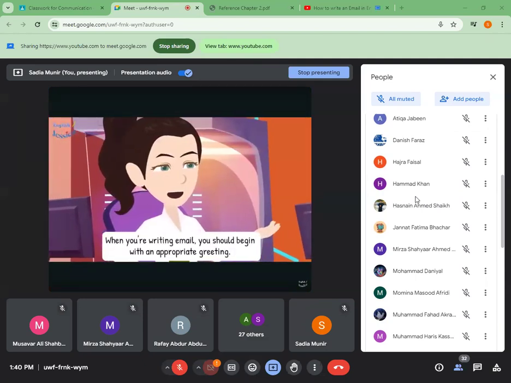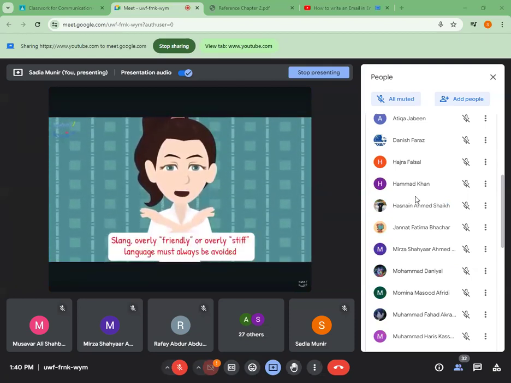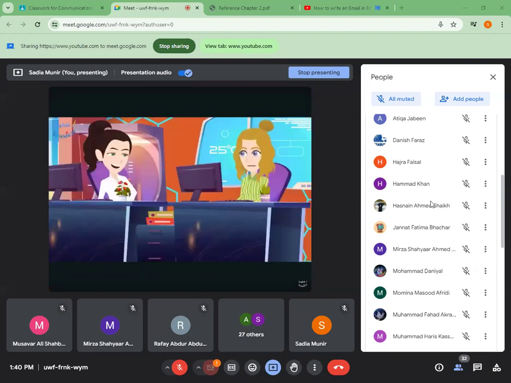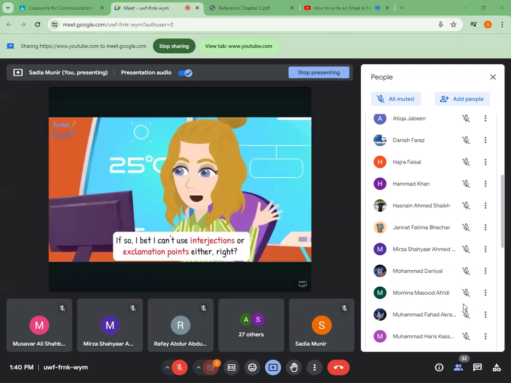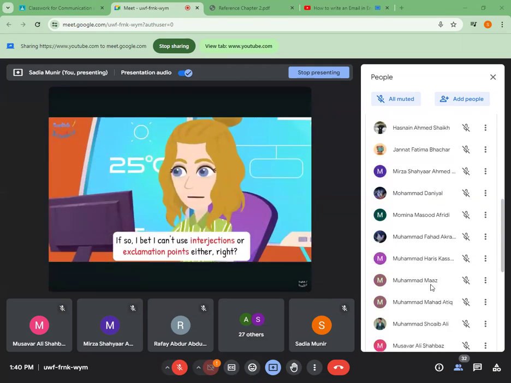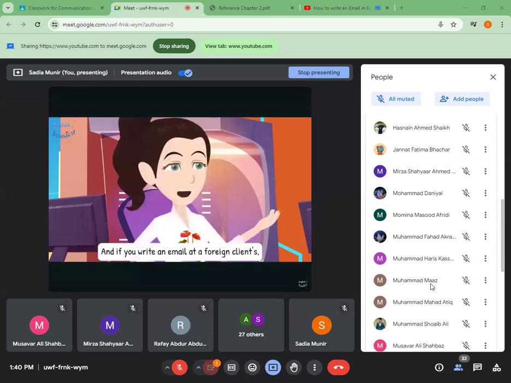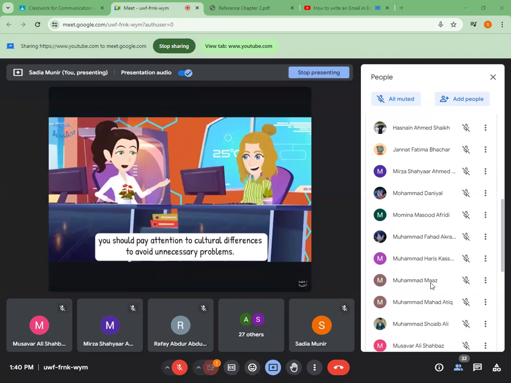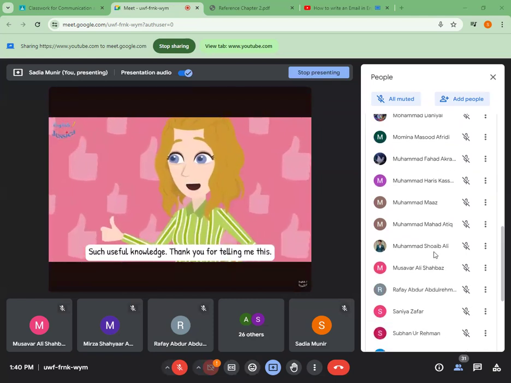When you write an email, you should begin with an appropriate greeting. Slang, overly friendly, or overly stiff language must always be avoided. I see. If so, I bet I can't use interjections or exclamation points either, right? That's right. You should keep everything short, simple, and formal. And if you write an email to foreign clients, you should pay attention to cultural differences to avoid unnecessary problems. Such useful knowledge. Thank you for telling me this.